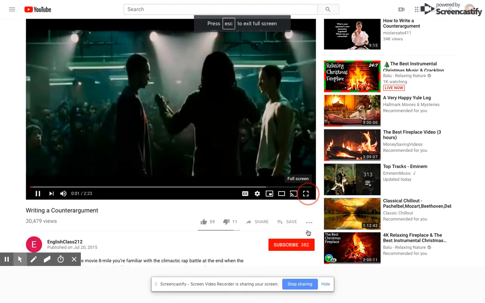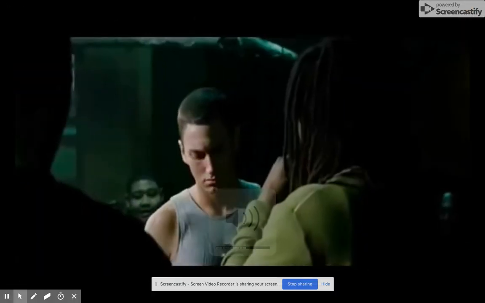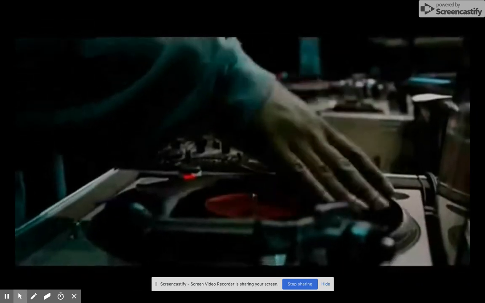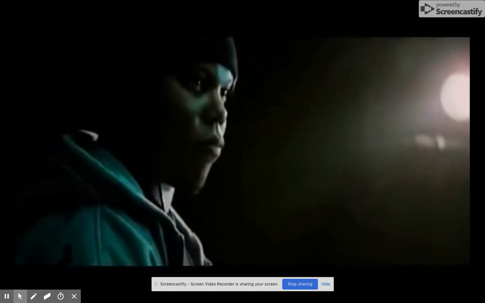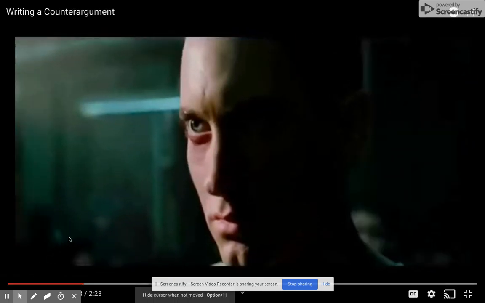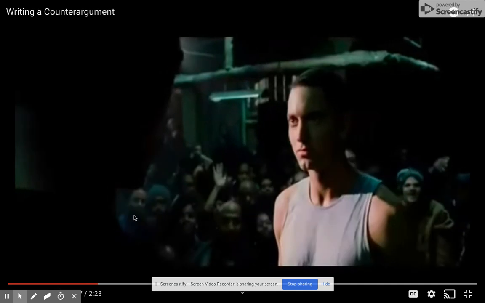If you've seen the movie 8 Mile, then you're familiar with the climactic rap battle at the end when the protagonist, Jimmy B. Rabbit Smith, takes on the film's antagonist, Papa Doc. B. Rabbit raps first, and his strategy is to bring up and address everything that Papa Doc plans to say about him before he has the chance to do so. He has nothing to say. The counter-argument is the section of your essay which enables you to employ this very same technique.